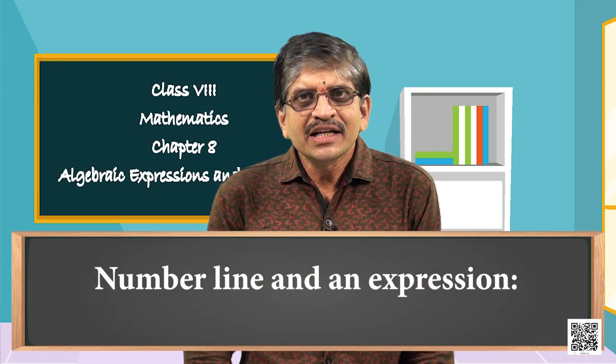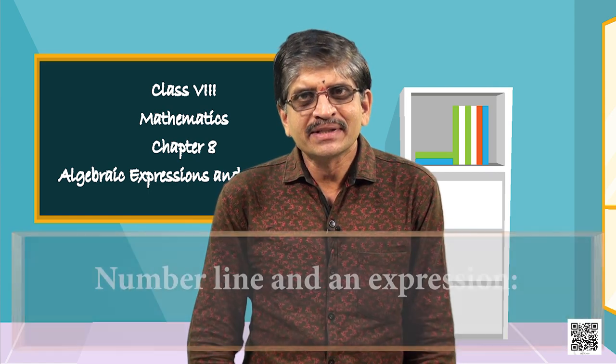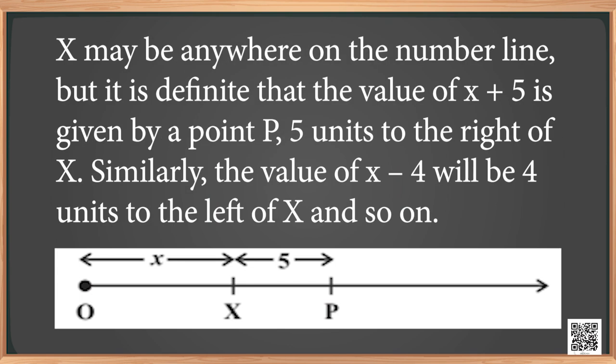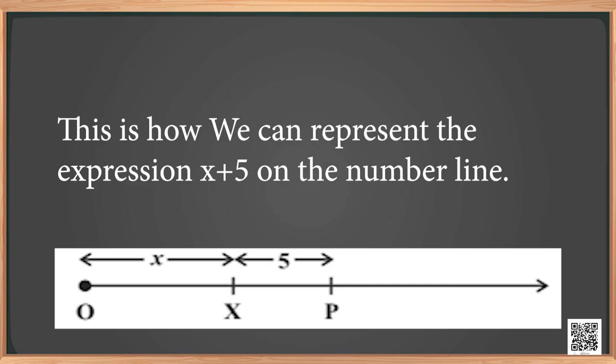Number line and an expression. We now try to represent the algebraic expression x plus 5 on the number line. Consider the expression x plus 5. Let us say the variable x has a position x on the number line. X may be anywhere on the number line, but it is definite that the value of x plus 5 is given by a point P, 5 units to the right of x. Similarly, the value of x minus 4 will be 4 units to the left of x and so on. This is how we can represent the expression x plus 5 on the number line.